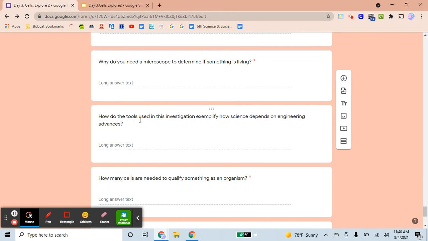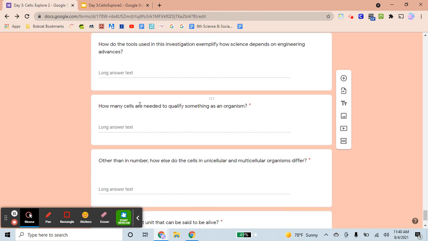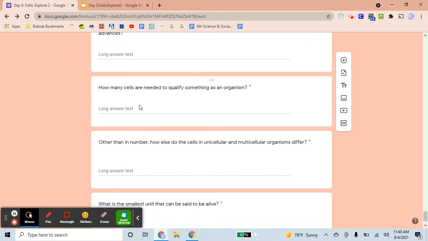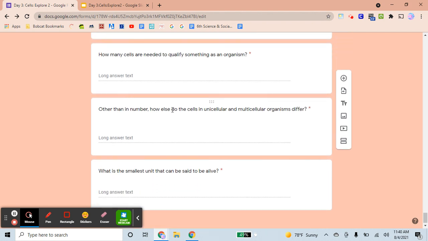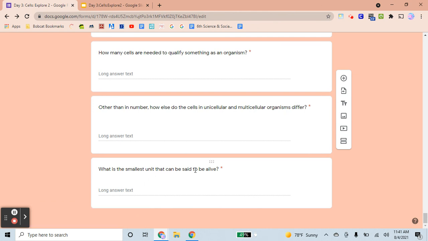How do the tools used in this investigation exemplify how science depends on engineering advances? In this case, the tools that would have been used had you been in a general classroom would be a microscope. How many cells are needed to qualify something as an organism? Other than in number, how else do the cells in unicellular and multicellular organisms differ? And then lastly, what is the smallest unit that can be said to be alive?